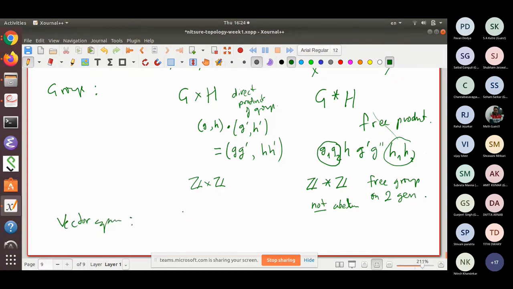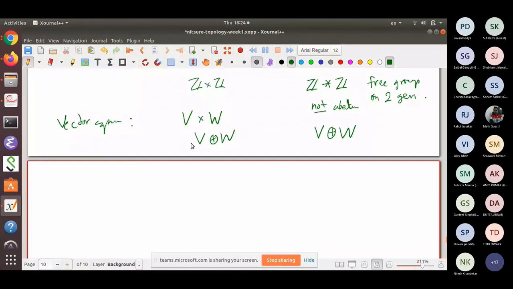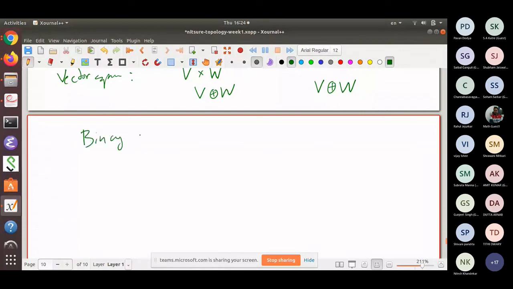What is V cross W? Or it's also written as V direct sum W. And this is also V direct sum W. You know, the binary product is equal to the binary coproduct. This is very funny for vector spaces. Binary product in vector spaces is the same as binary coproduct, except the projections are different.